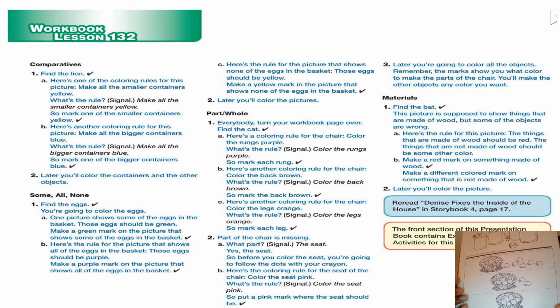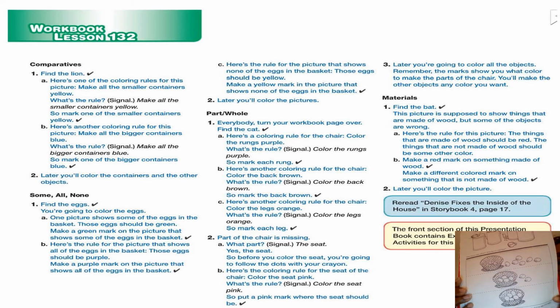Here's the rule for the picture that shows all of the eggs in the basket. Those eggs should be purple. Make a purple mark on the picture that shows all of the eggs in the basket. Remember, we write PU for purple. Here's the rule for the picture that shows none of the eggs in the basket. Those eggs should be yellow. Make a yellow mark in the picture that shows none of the eggs in the basket. Remember, we write Y for yellow. Later, you'll color your pictures.